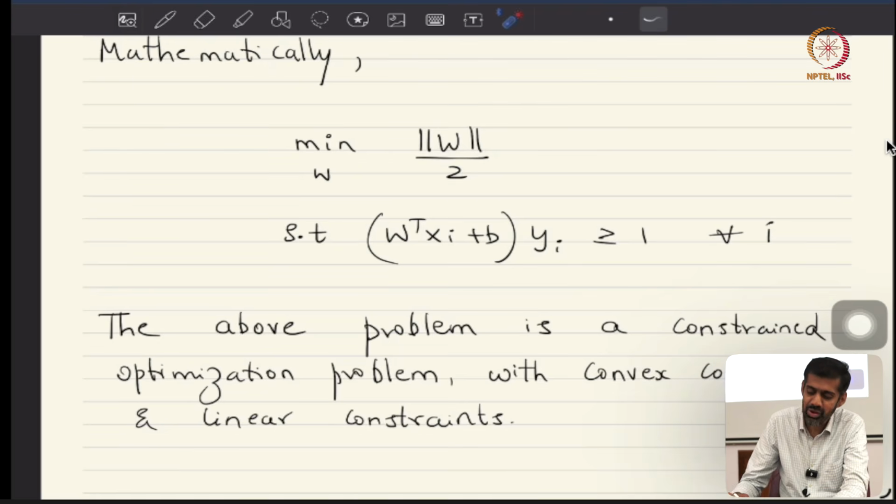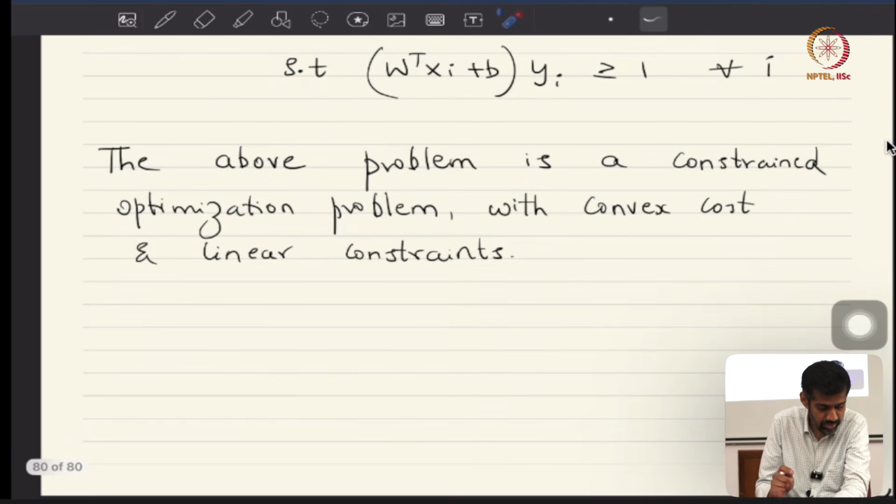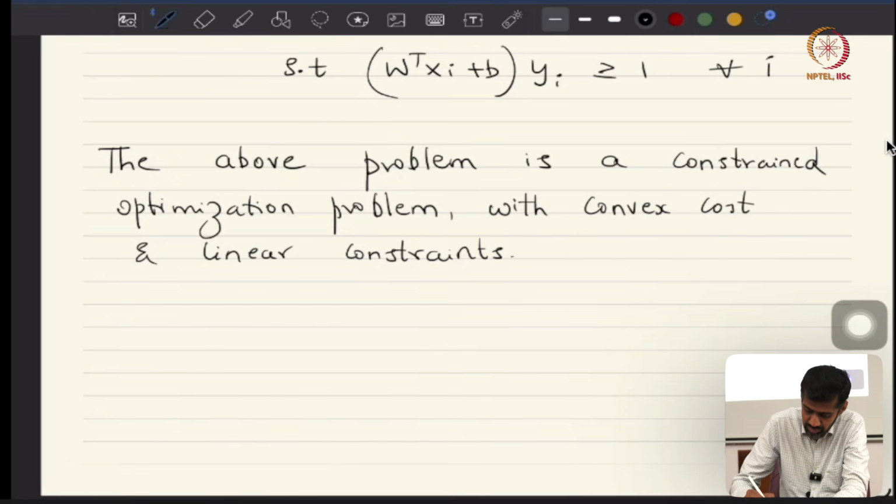And can somebody tell me how many constraints do we have here? As many as there are data points. Yeah. So we will have to solve this above constraint optimization problem. To do this, solve the above via KKT conditions.